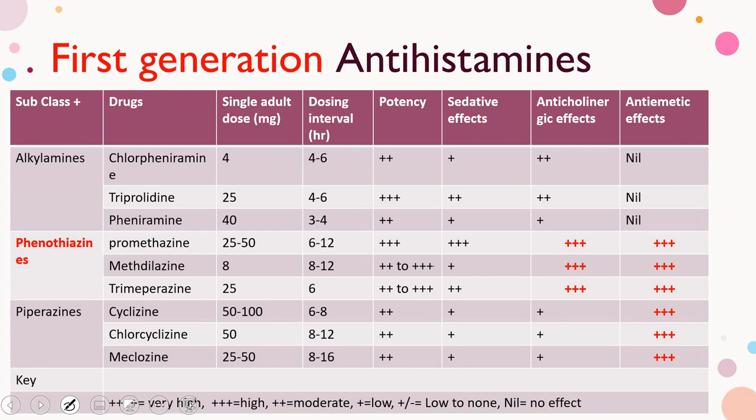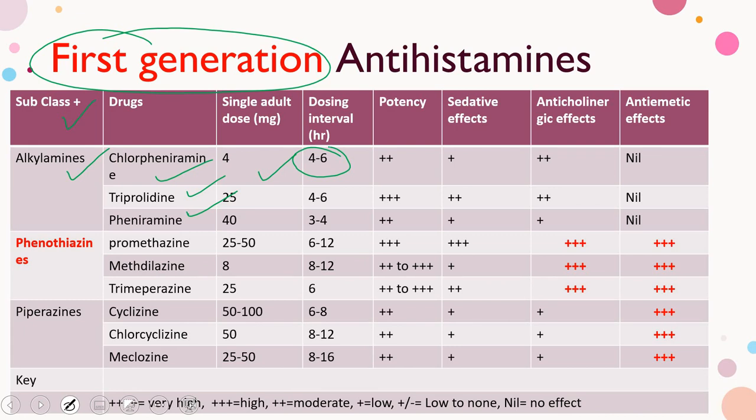So here you can see the subclasses of the first generation. Alkylamine is a subclass, and chlorpheniramine, triprolidine, and pheniramine are there. But look at this. These are the doses you have to remember, and this is the dosing interval, that is, how frequently you will administer this drug. The effect remains for 4 to 6 hours, so you have to repeat after 5 to 6 hours.